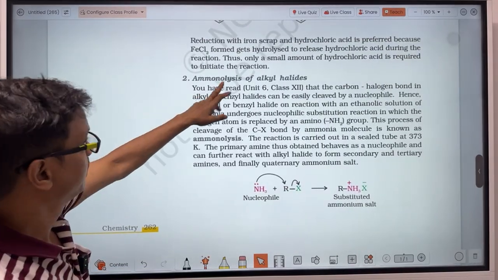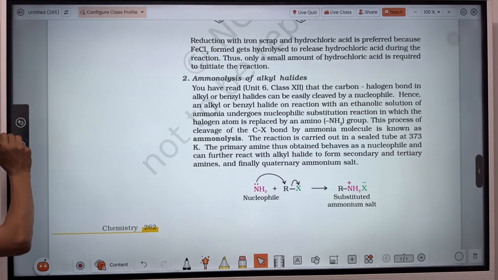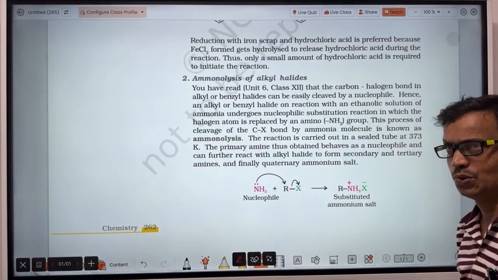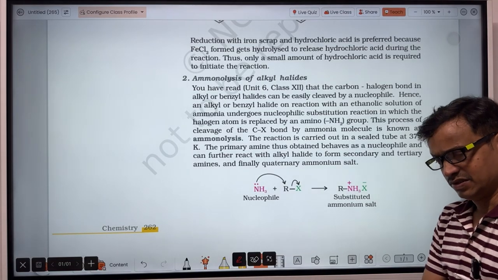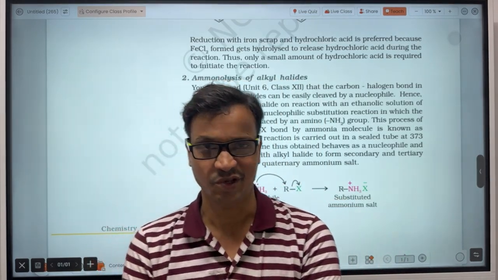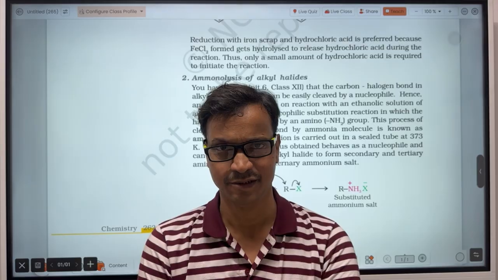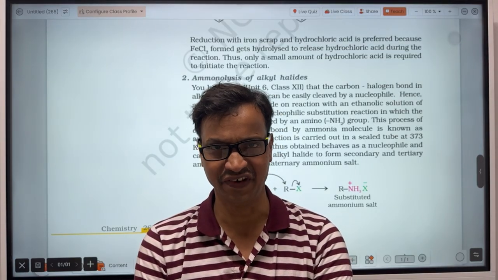Now, the next one is ammonolysis of alkyl halide. What is here? In ammonia, there is a lone pair of electrons, so it will seek positive charge. It will get attracted towards the positive side. So ammonia here is acting as a nucleophile.